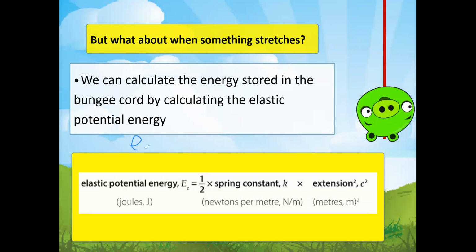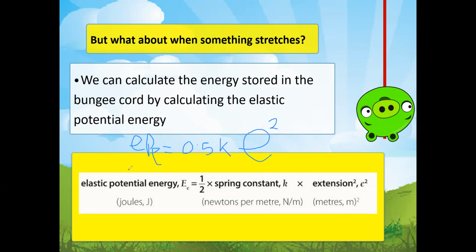So E, elastic potential energy, is equal to 0.5, that's a half, times k, the spring constant, times e squared. Whereas kinetic energy is half mv squared, this one is half ke squared, so a little bit similar. Okay, it's the same way we make the subject.